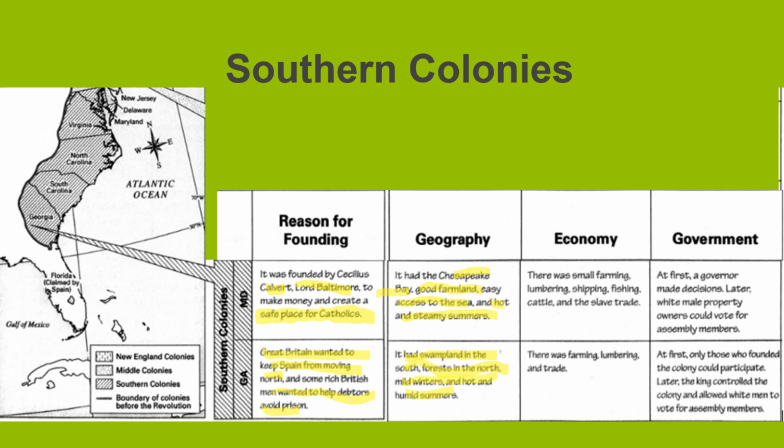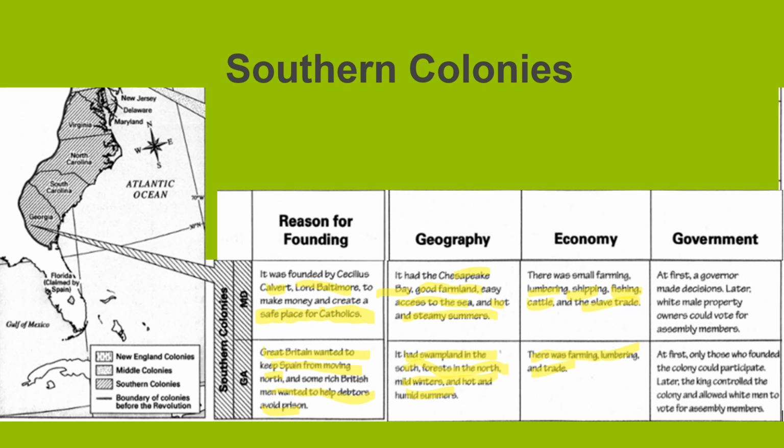The economy, as you would expect, in the northern part, Maryland, in northern Virginia, they had small farms. They had lumbering, shipping, fishing, cattle, and of course the slave trade would be a big one. In the South, you had huge farms, some lumbering and some trade. But in the South is where you get all the great plantations, the really, really large farms.